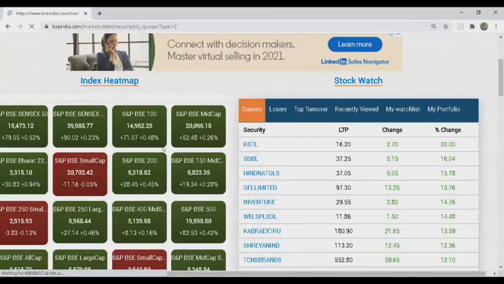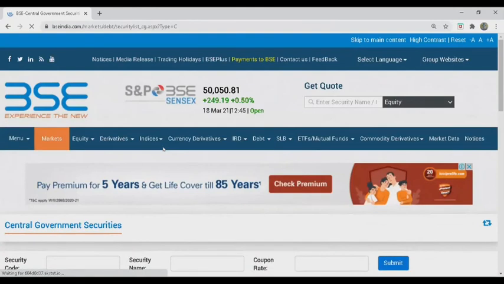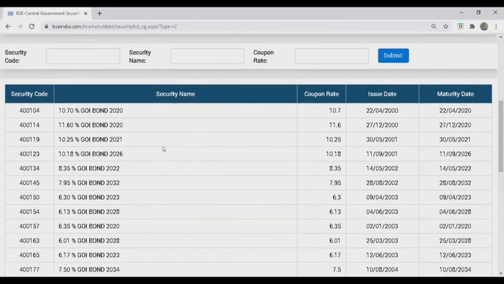If I click on this, you will find there are several types of government securities which are bought and sold in the market, right? Let's take a look at this one, 7.95%. I'm highlighting the sixth one from the top, the 7.95% GOI bond 2032. This means basically it was issued by the government of India. The money is borrowed by the government of India.